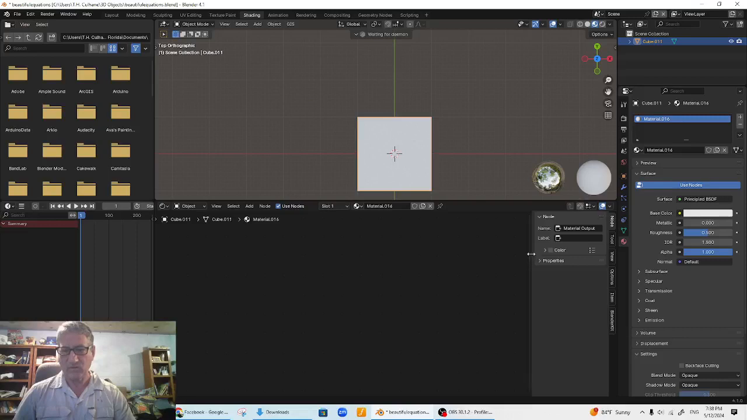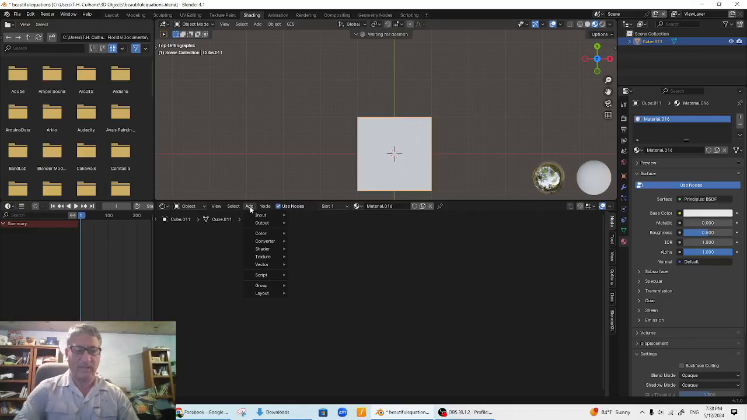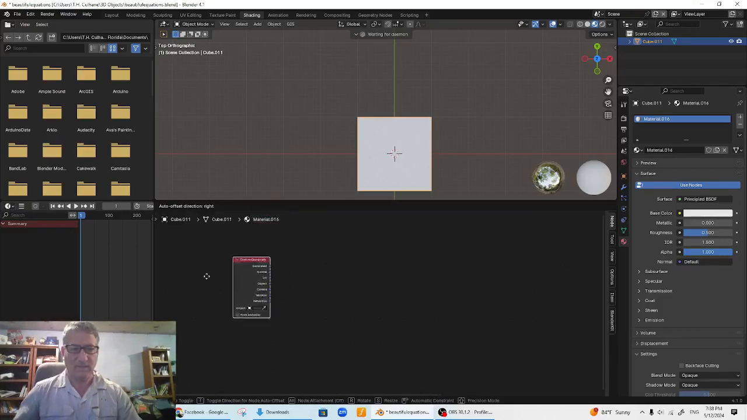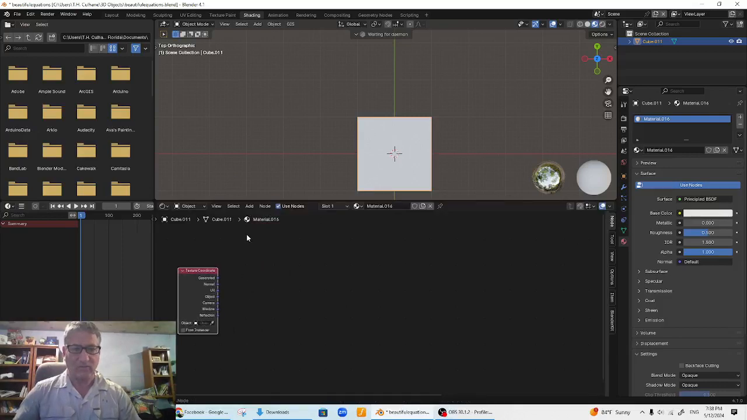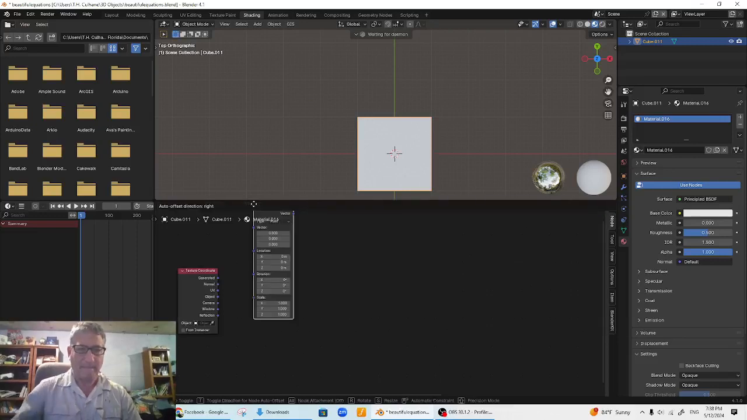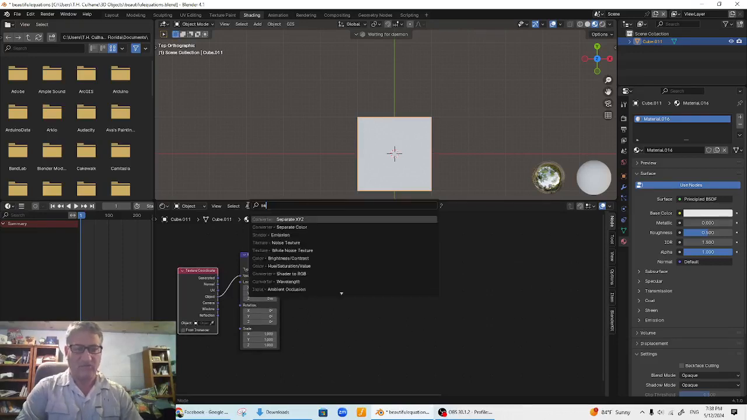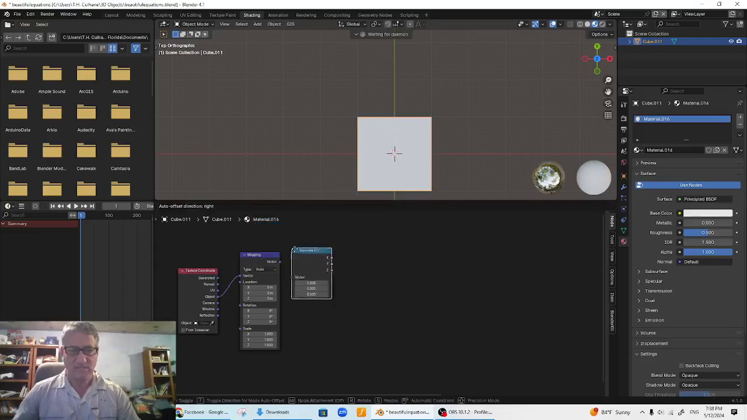The new shader node doesn't show anything. That's weird. It should show something in slot 1, but it doesn't. Okay, so I'm going to put in a texture coordinate. There we go. And I'm going to put in a mapping node. Drop that in, connect the object to the vector. I'm going to add a separate XYZ. Drop that in, vector to vector.